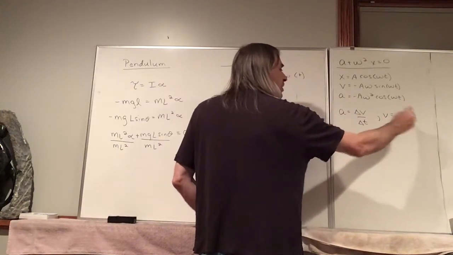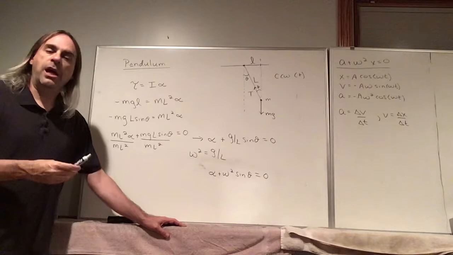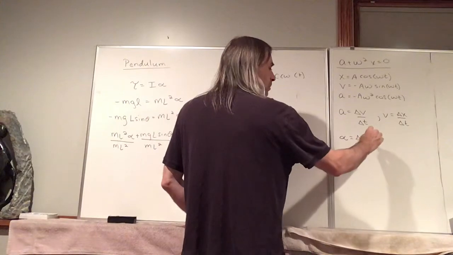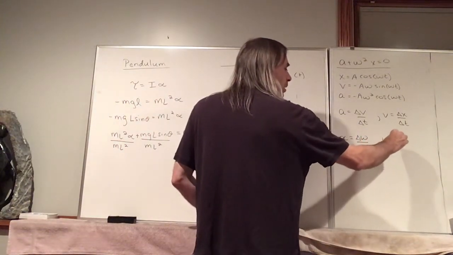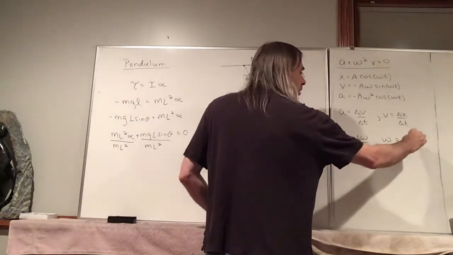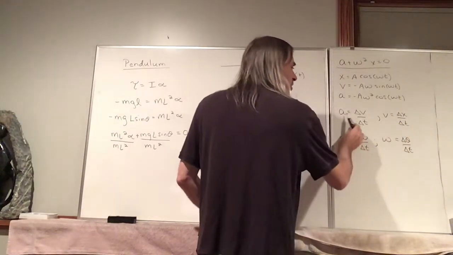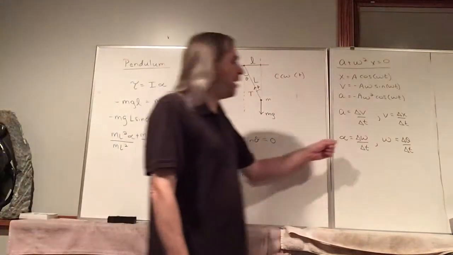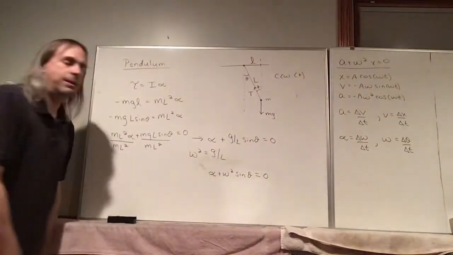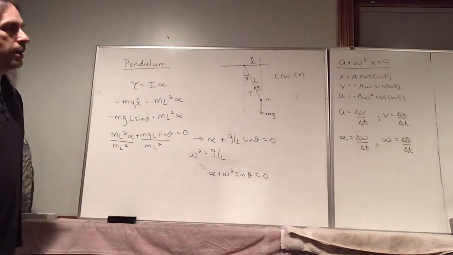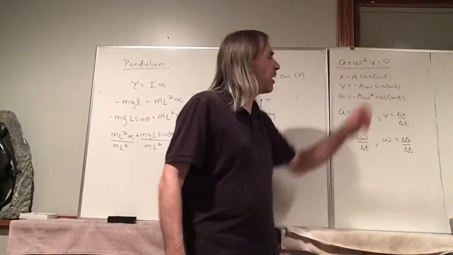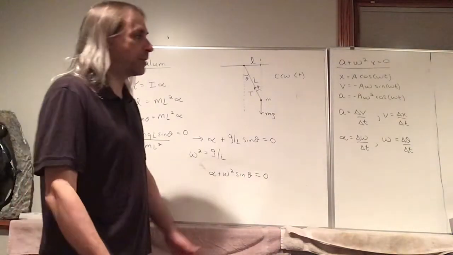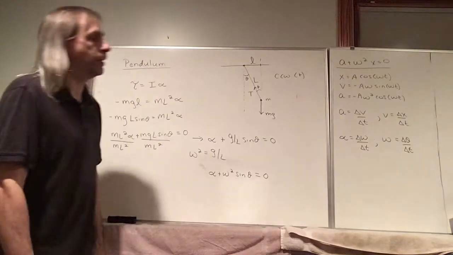So there's a relation between x and a. If we look at our angular variables, the relation between a and x is exactly the same as the relation between alpha and theta. And so, in a sense, if we had alpha plus omega squared theta equals 0, we'd have the exact same equation mathematically, which would have the exact same solution.